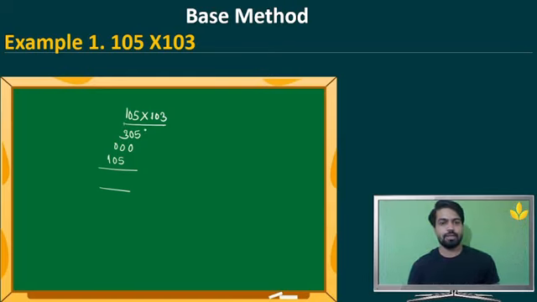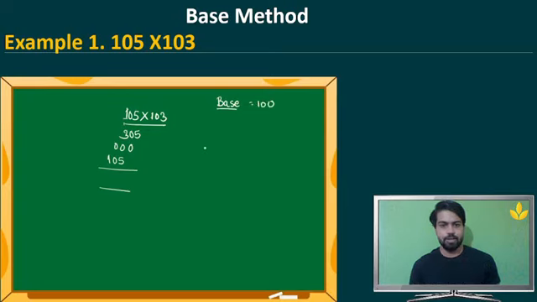Okay, so what is a better method? I call this the base method because we have to consider a number as a base which is near to both of them, and it's an easy number. So what is that number? 100. So 100 is near to 105 as well as 103. So I am going to take 100 as a base.